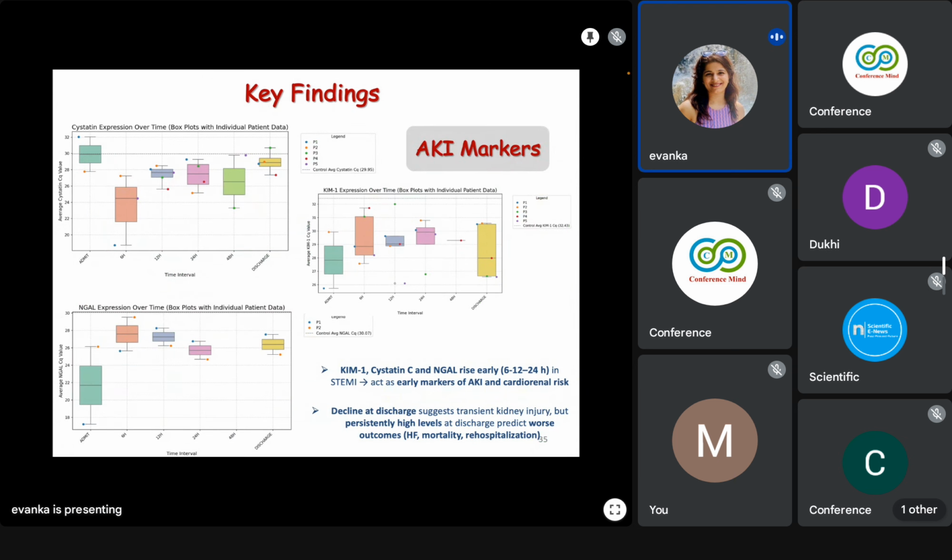So these are a few data points which we have come up with, where we ran real-time PCR of cystatin, NGAL, and KIM1, and we found that they peaked. The levels were at peak at the shorter time points like 6 hours and 12 hours. However, if we look at the long-term time points like 48 hours or 72 hours, or at the time of discharge, both KIM1 and cystatin were found to be rising early and acting as early markers of AKI and cardiorenal risk. However, there was a decline at discharge, which may suggest a transient kidney injury, but persistently high levels at discharge predict a worse prognosis.